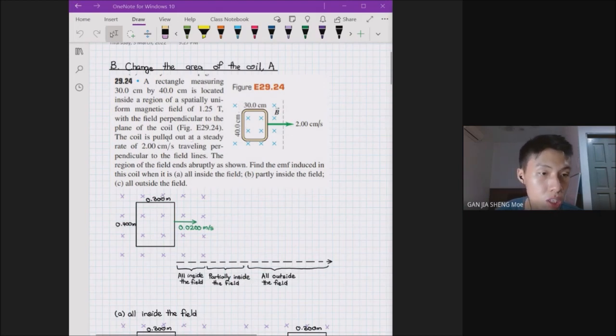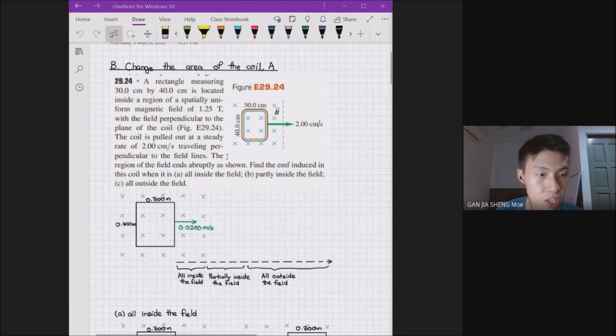The coil is pulled out at a steady rate of 2 cm per second, traveling perpendicular to the field lines. So they are going to pull this coil out from this spatially uniform magnetic field with a speed of 2 cm per second. That means this coil will move 2 cm to the right for every single second that has passed.